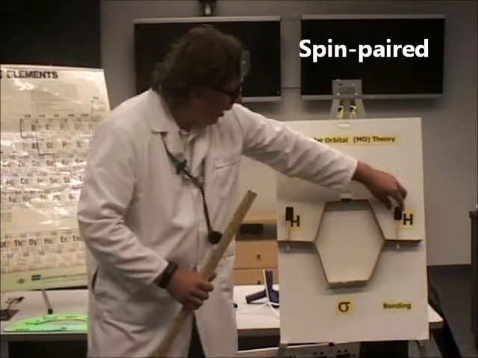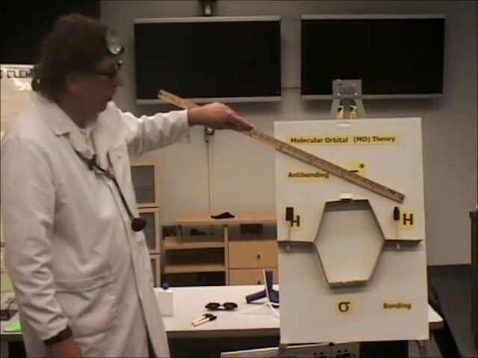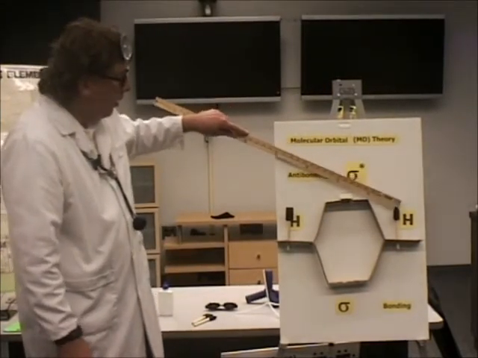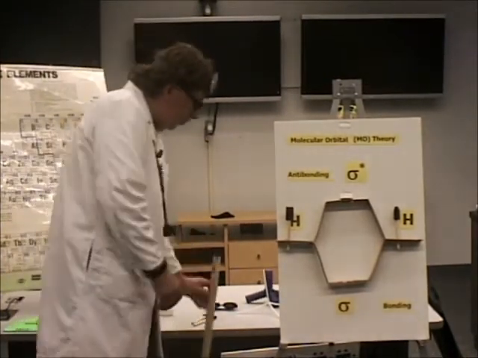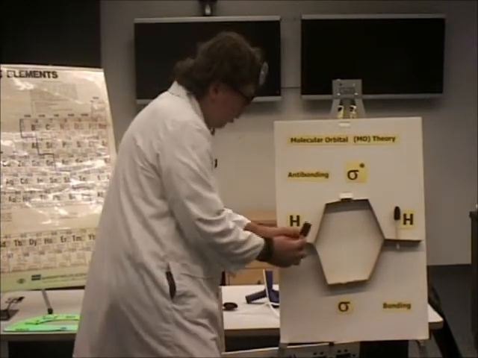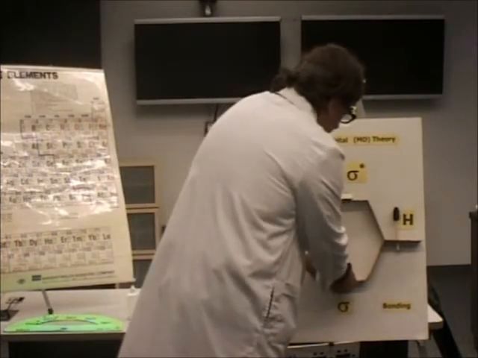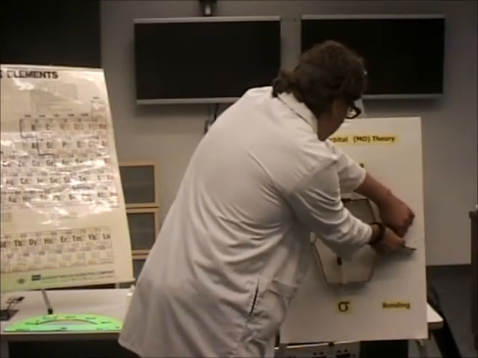In this case, we've got 2 hydrogens. Doesn't matter for spin up or spin down. So these electrons can go into the bonding orbital. And of course, hydrogen forms a lovely hydrogen molecule, H2. So here we have our hydrogen molecule.